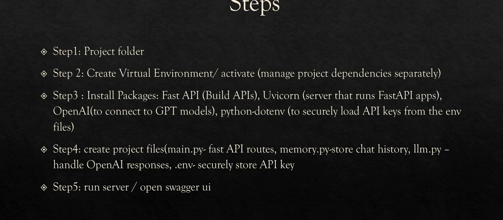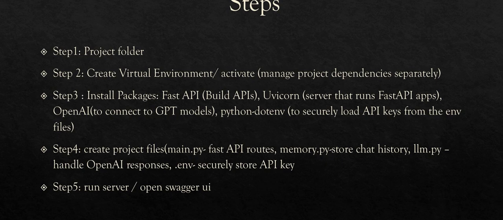Let's install these packages. The packages that we are going to install are FastAPI, which is for building APIs. Uvicorn is the server that will run your FastAPI apps. OpenAI to connect to GPT models. I'm using Uvicorn; you can use whatever you like. And the python-dotenv package to securely load your API keys from the environment files.